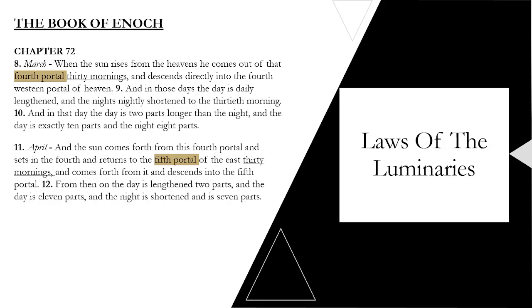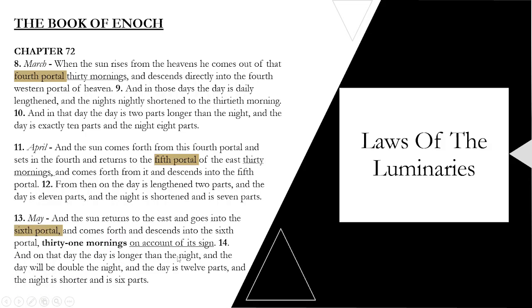So now in April, the sun is in the fifth portal for 30 mornings, and it comes forth from it and descends into the fifth portal. From then on, the day is lengthened 2 parts, and the day is 11 parts, and the night is shortened and is 7 parts.